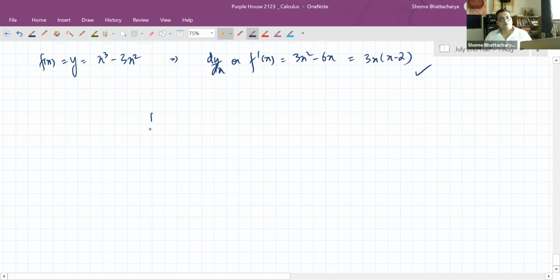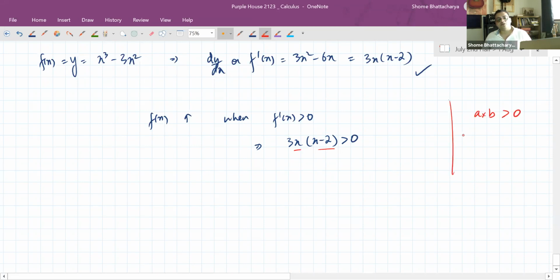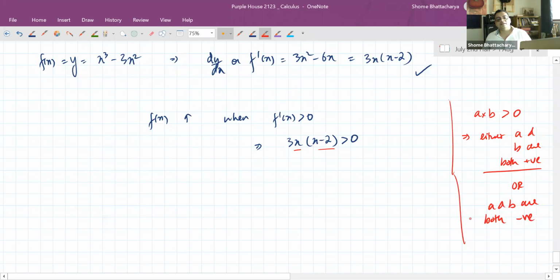So now f(x) increases when f prime x is positive. So that means this quantity 3x into (x minus 2) should be positive. Now see, you have two terms over here, x and x minus 2. If we say that the product of two numbers is positive, it means that either a and b are both positive, or a and b are both negative, because the product of two negative numbers is also positive.